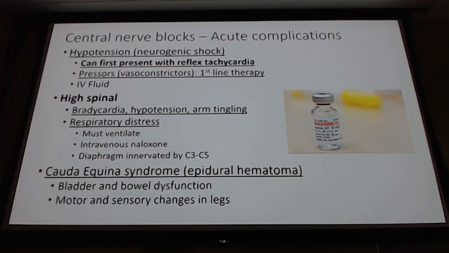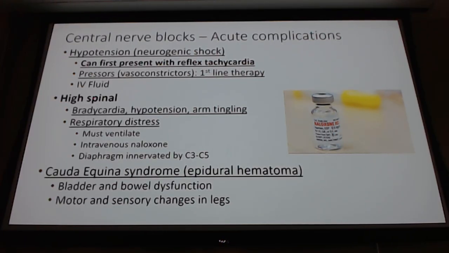Acute complications of central nerve blocks. This goes pretty much for both of them. Big one is hypotension, having that neurogenic shock. A lot of times it will be precipitated by a reflex tachycardia. So your anesthesia, you're getting ready to start your procedure, and all of a sudden she goes from a really low or normal heart rate in the 80s up to 130. You can anticipate that her blood pressure dropped, and we just didn't catch it yet, because that's her compensatory body function to try to increase her blood pressure. So her heart rate jumps as her blood pressure drops.